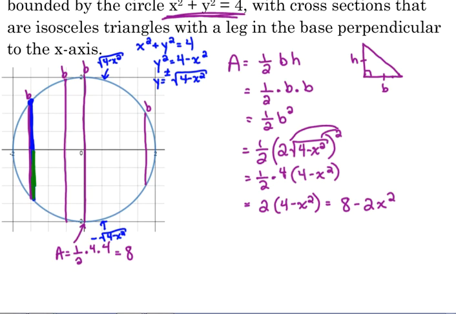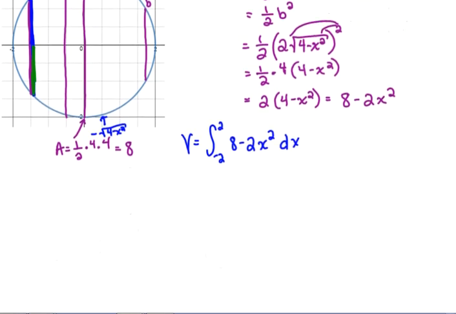So that's just checking to make sure that I came up with the right area formula before I put it in my integral. So my volume is going to be the integral from my starting point, -2, to +2, of all the areas of my triangles, 8 minus 2x squared. So we integrate. It gives us 8x minus 2x cubed over 3, evaluated from -2 to +2.